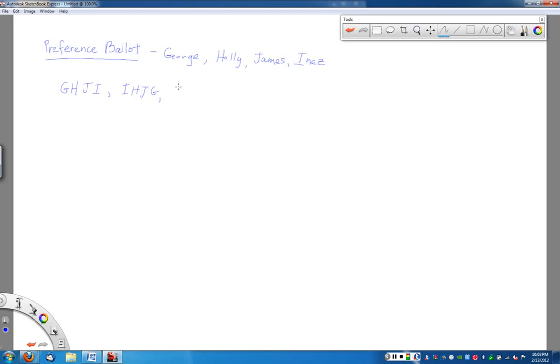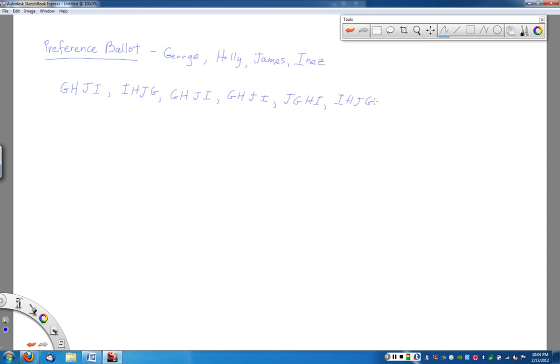Now let's suppose, just to simplify things, that we look at six different ballots. The third person here wanted George in first place, then Holly, then James, and then Inez. The fourth person also had that same idea, George most popular, then Holly, then James, and then Inez. The next ballot that we got has James as the most popular candidate, and then George, and then Holly, with Inez at the bottom of the stack. And then the final ballot that we look at has Inez in first place, Holly in second place, and then James, and finally George.